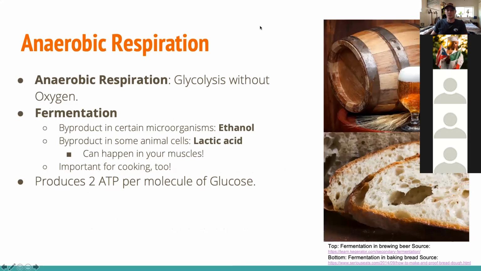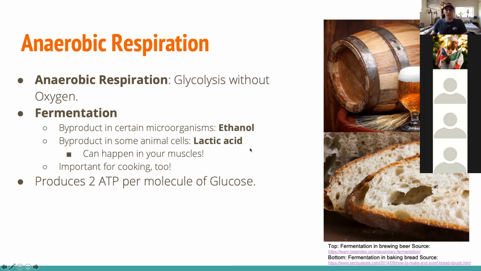So anaerobic respiration is simply glycolysis without oxygen. It is not to be confused with fermentation, although they are similar because they each produce ATP without oxygen. But there are some small differences that are beyond the scope of this class, but just keep in mind that these 2 are not the same, just similar. Fermentation can occur in both plants, animals, and microorganisms. And in microorganisms, a byproduct of that is ethanol. So that happens when we do things like brew beer or ferment wine.